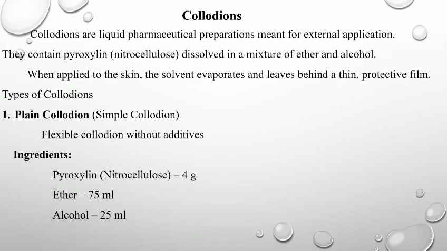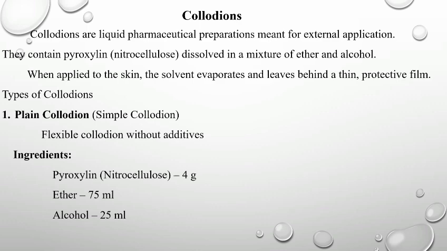Next is collodions. Collodions are liquid pharmaceutical preparations meant for external applications. Usually, these collodions contain pyroxylin, which is nitrocellulose, dissolved in a mixture of ether and alcohol. When it is applied onto the skin, the solvents evaporate and leave behind a thin protective film. There are two types of collodions. One is plain collodion and another one is medicated collodion.